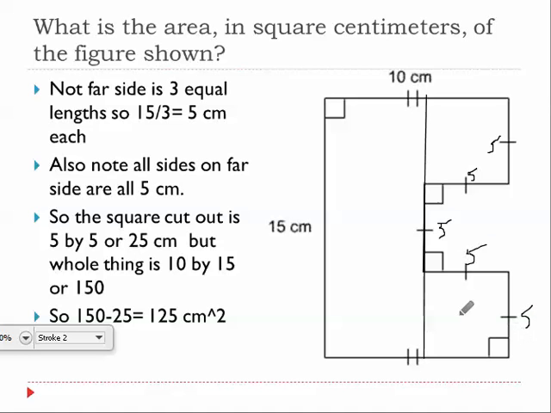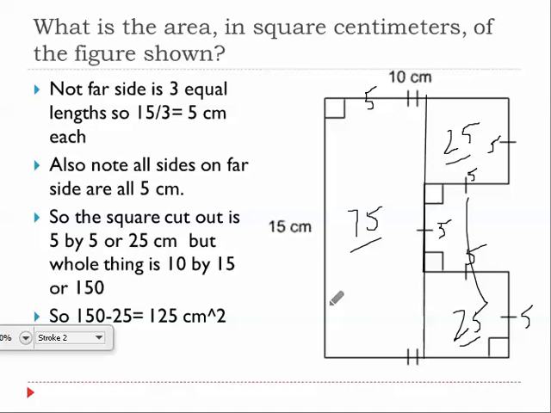Well, if this is a 5 by 5 square, that means that one's got an area of 25. And this is a 5 by 5 square here, that's got an area of 25. Well, if this one's 5, that must mean that this here is 5 also, because it was 10 all the way across. And 5 times 15 is 75. And when I add 75 and 25 and 25, I get 125.